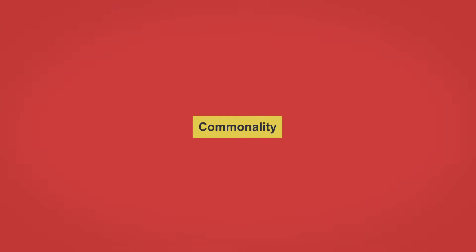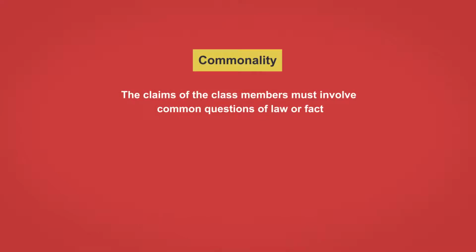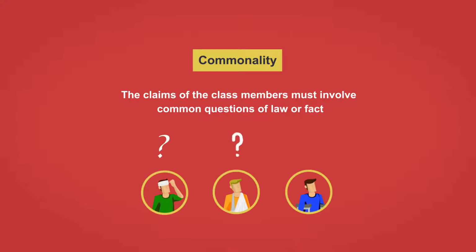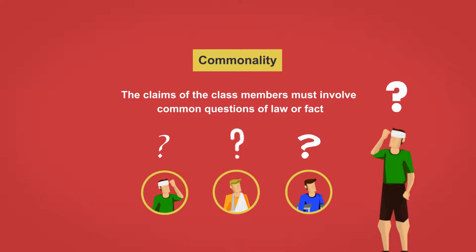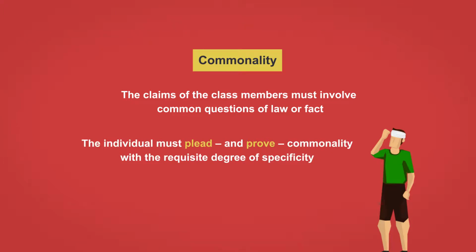The second requirement is commonality. The claims of all class members must involve common questions of law or fact. Courts don't require that all questions of law or fact be common to the class, and the presence of modest factual differences among the class members will not necessarily defeat commonality. Instead, an individual representing the class members must demonstrate that there exists at least one question of law or fact that is common to the class. The individual must plead and prove commonality with the requisite degree of specificity.